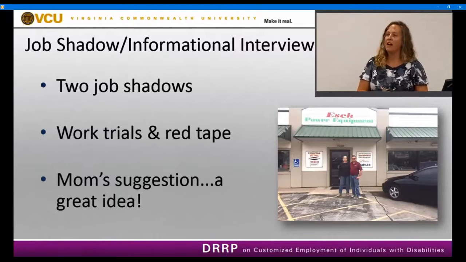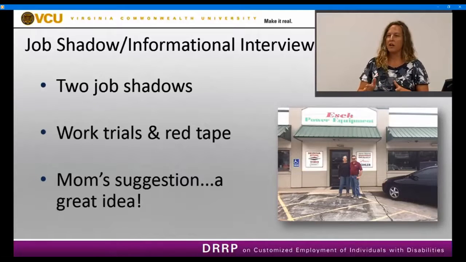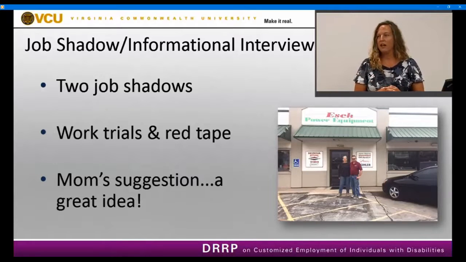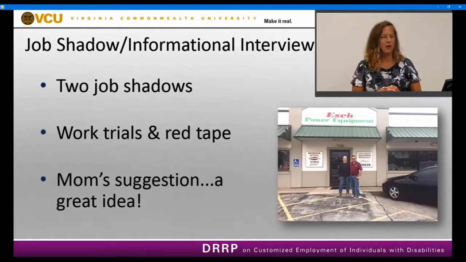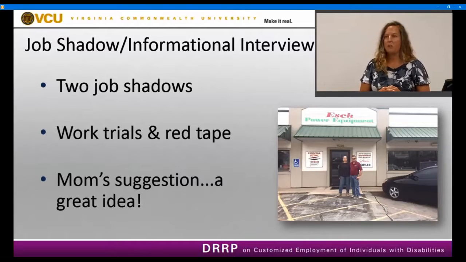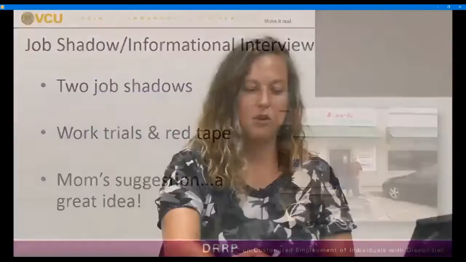Having gotten to know the family through discovery and doing things with Dan, Mom made us a suggestion. She said there's this great little equipment shop down the road, and Dan takes the tractor there when it's broken, he takes the snowblower there when it's broken. I think they even know him by name. So we set up an informational interview and job shadow with the equipment store.